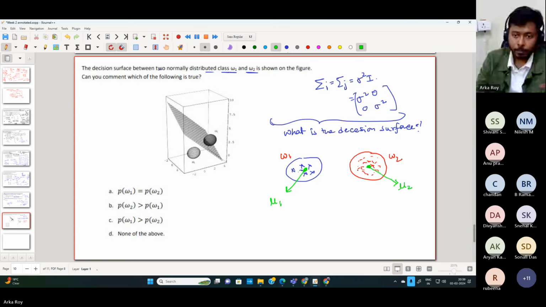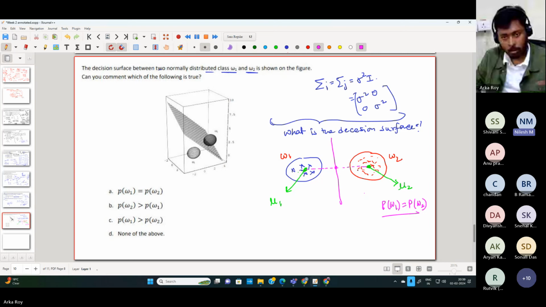Orthogonal bisector. There is another condition: the prior probability of omega 1 should equal the prior probability of omega 2, then it will be an orthogonal bisector. Is it not? Yes. So even if the prior probability of omega 1 is greater than omega 2, it will still be orthogonal, right? It will just shift. It will be orthogonal, but it will shift.